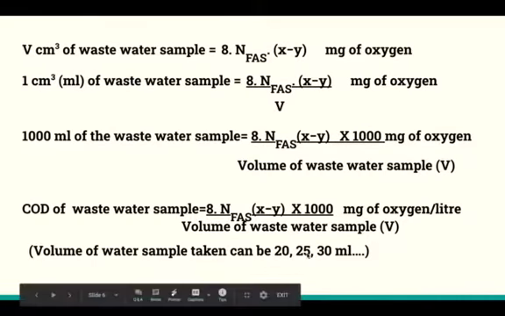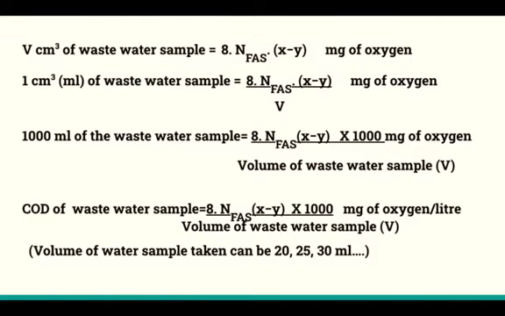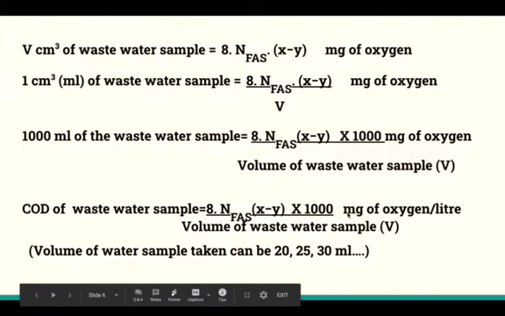The volume of the water sample taken can be 20, 25 or 30 ml. So this is the calculation involved in determination of COD of the wastewater sample. It is expressed in milligrams of oxygen per liter. So this is the equation that you have to use for determining the COD of wastewater sample.